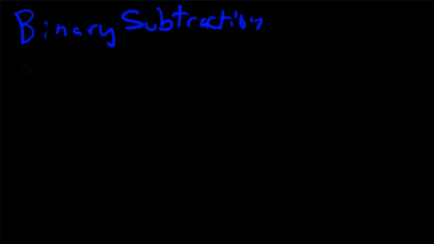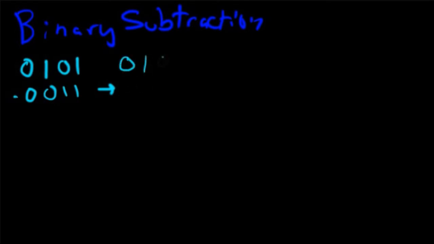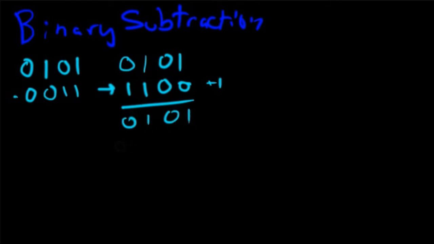Okay, let's think about binary subtraction. So if you had two numbers, let's say 0, 1, 0, 1, which is equal to 5, minus 0, 0, 1, 1. What you do, you convert the second number and you reverse every symbol. So I'll write the top number again. So the bottom number will be 1, 1, 0, 0. But when you do this, you also have to plus 1 to it. So this will be 0, 1, 0, 1 plus 1, 1, 0, 1.